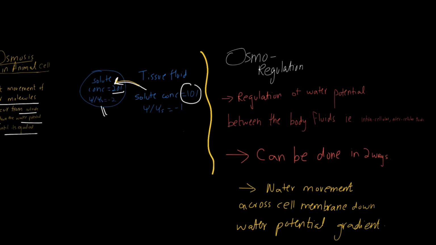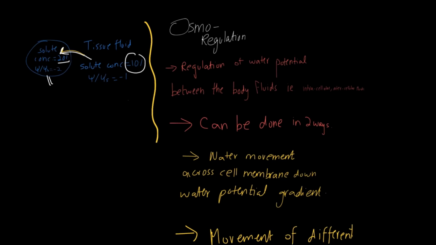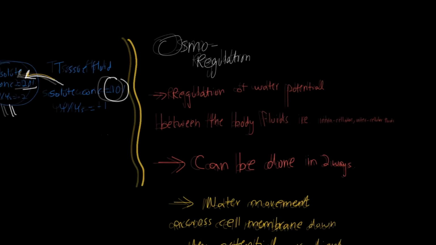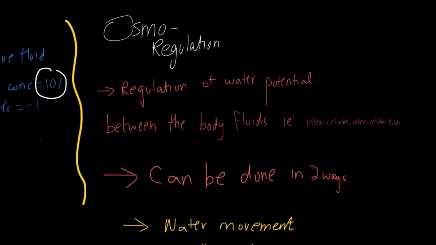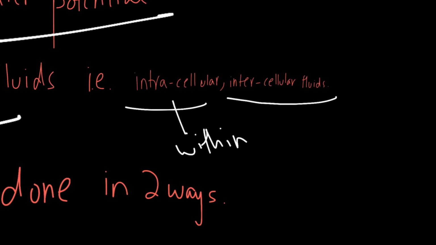Now the last thing that we learn for today is osmoregulation. We've learned this in O levels in a bit of detail in the chapters on kidney transport, I think. Osmoregulation is the regulation of water potential between body fluids. So what are the body fluids? They are the intracellular fluids and the intercellular fluids. Intracellular is within the cell, and intercellular is between different cells.